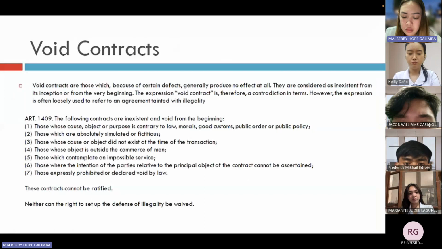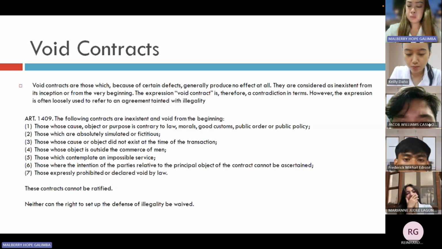Now, let's go to the most defective contract. These are void contracts or invalid contracts. Void contracts are those which, because of certain defects, generally produce no effect at all. They are considered as inexistent from its inception or from the very beginning. The expression void contract is therefore a contradiction in terms. However, the expression is often loosely used to refer to an agreement tainted with illegality.